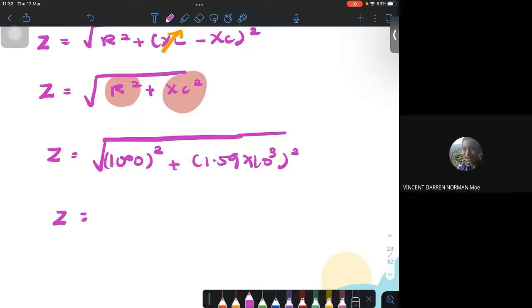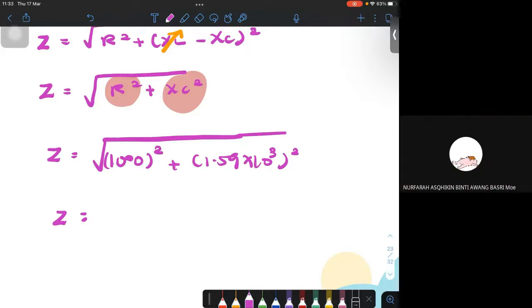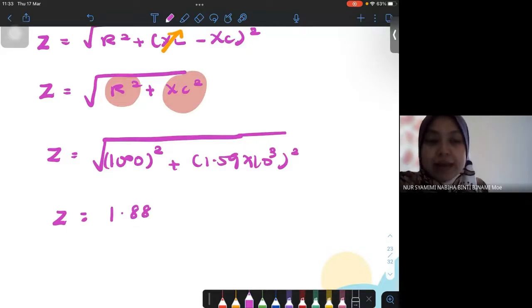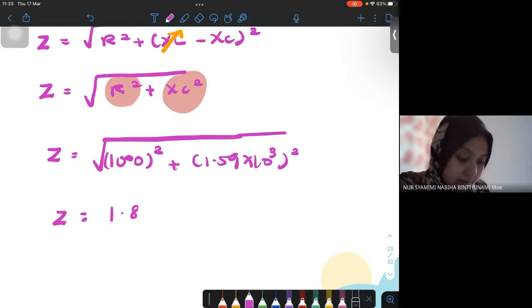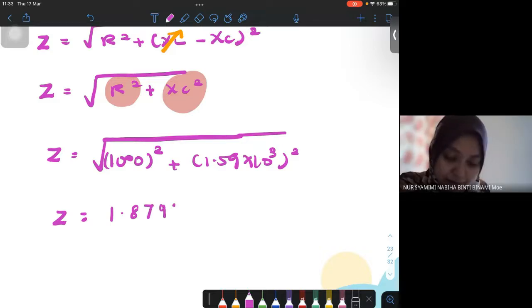Berapa Z kita dapat? 1,878.32 ohm. Okay, Vincent, you kena biasakan guna exponential. 1.88 exponent 3. Okay. One more thing. Ingat, dia belum final answer. Selagi dia belum final answer, kita tak boleh bagi dia 2 decimal places. Kita kena bagi 3 sampai 4. So, dia ialah 1.8796 exponent 3 ohm.